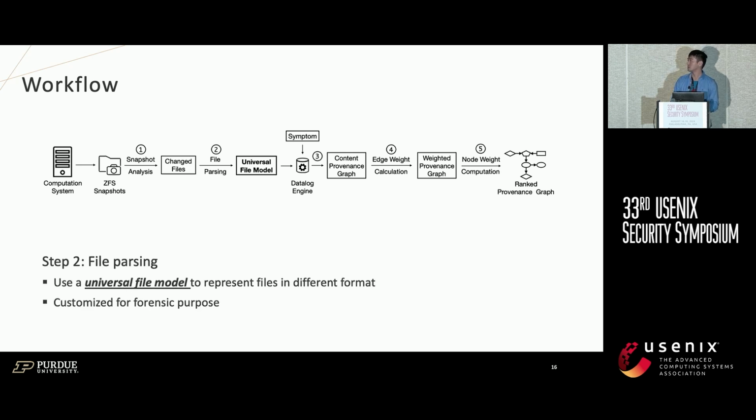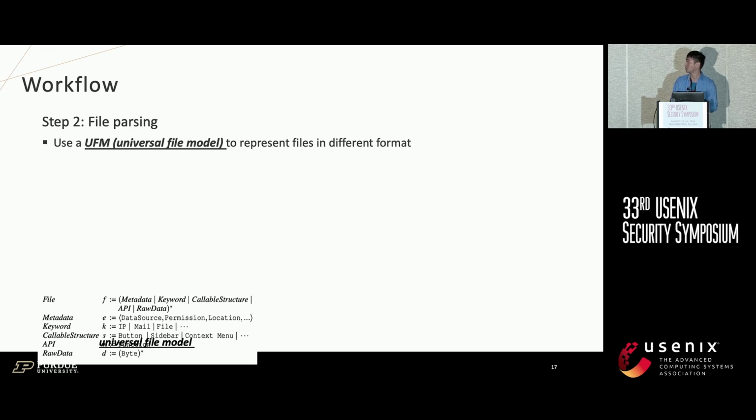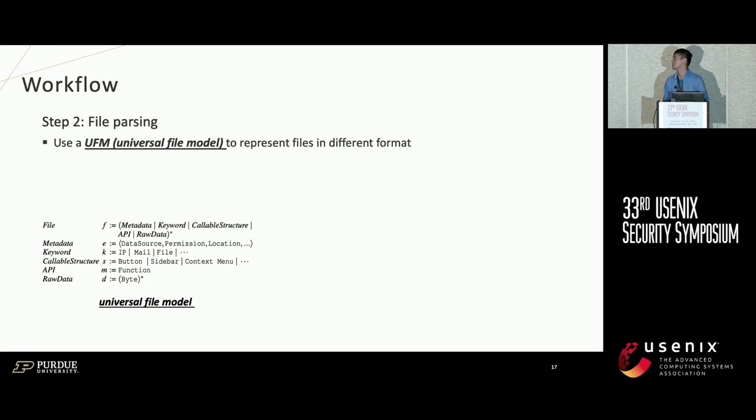And the next part is that we parse the files. We propose a universal file model to represent files in different formats. And this model is customized for forensics purposes. Let's look at some details about this model. It will contain a lot of forensics-related information, including metadata like the data source, permission, and location, and it will also try to contain APIs embedded in executable scripts.